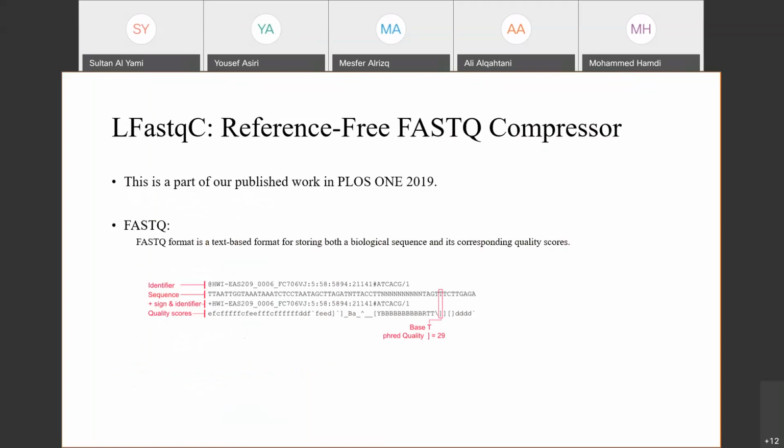They are the same since both are text-based files, but along with the biological sequence, the FASTQ file has another 3 streams, which are the identifier, the identifier plus an optional plus sign, and the quality.